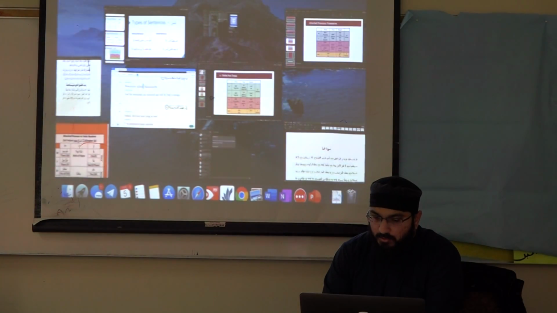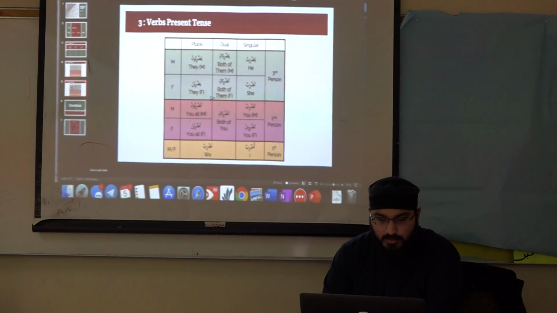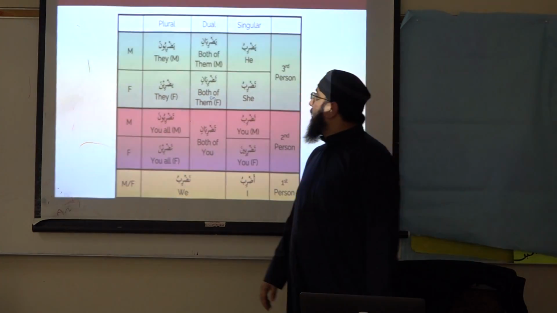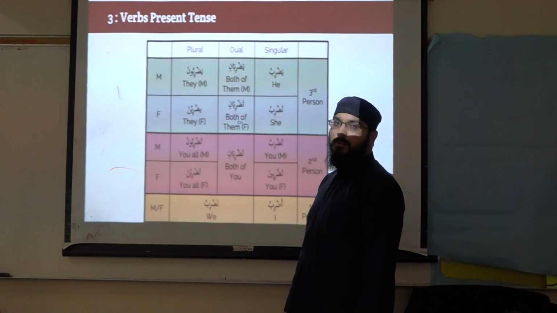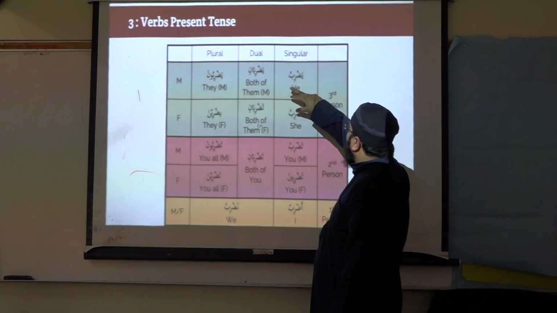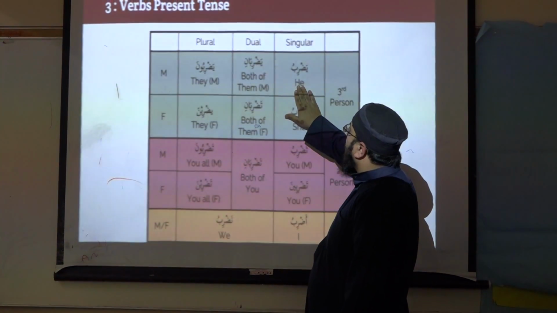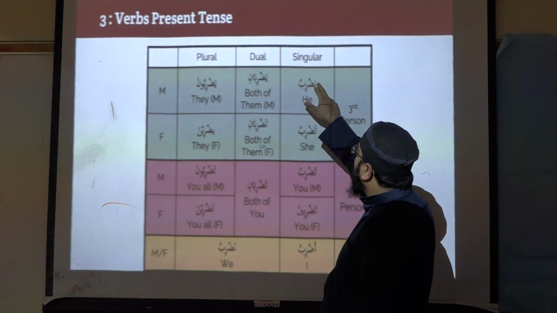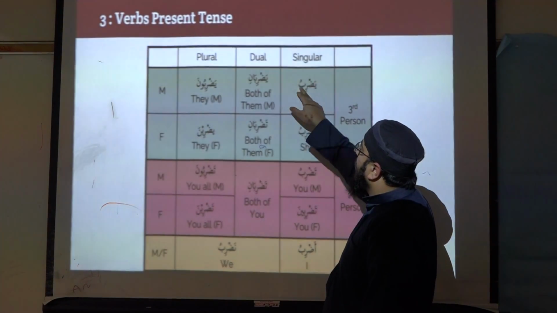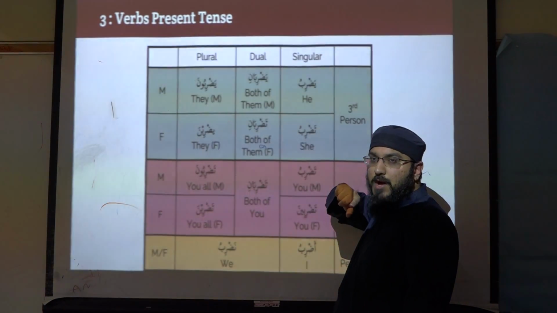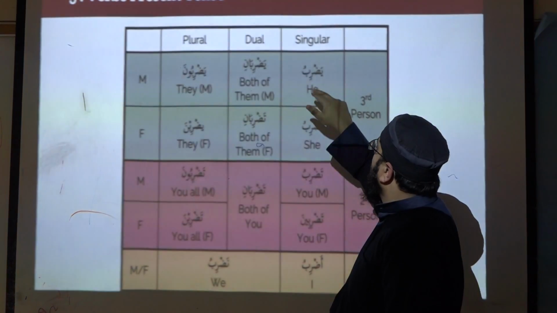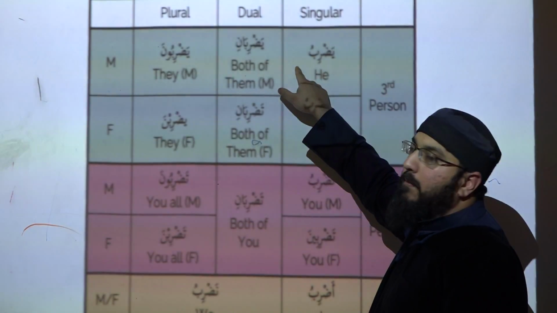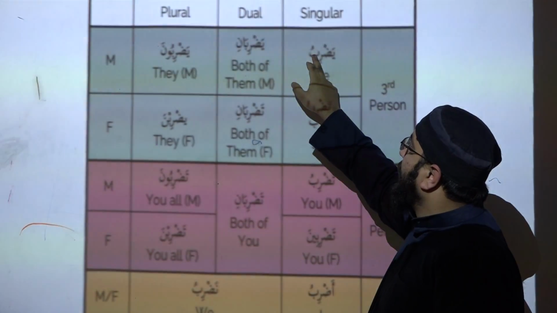The next thing, let me just introduce you to this, and we're going to go through it a lot more next week. The next thing here is the present tense chart. As you see here, in order to get to "he," we add a ya to the front. This gets pronounced yadribu. Our previous one was daraba. This one is yadribu. The ya gets added to the front, and then the ending changes from an a to an u.